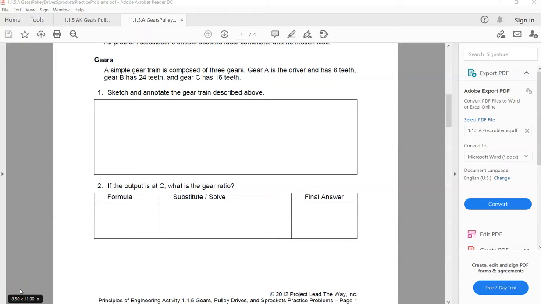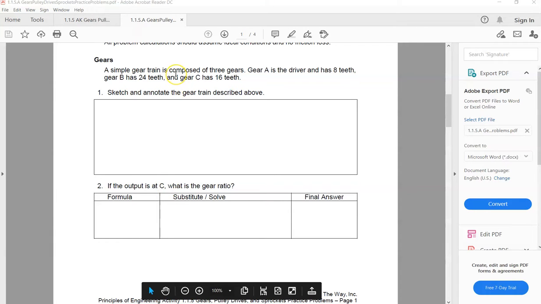All right, we're going to work through this activity for students that might be working from home. This is activity 115, Gears, Pulley Drives, and Sprockets Practice Problems. This is intended to be kind of a reteaching for those of you that have turned this in, but maybe had questions somewhere along this activity, and you're needing to see solutions and get an explanation.